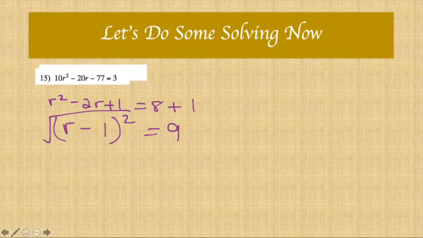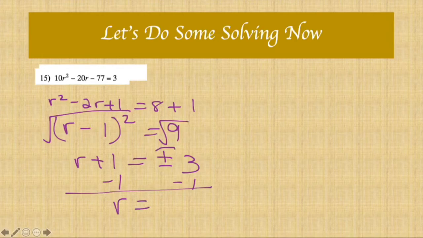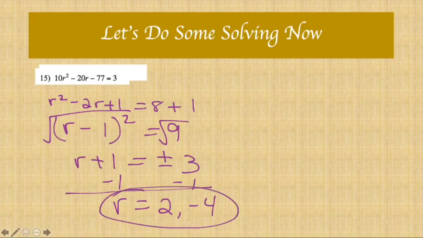Take the square root of both sides. This just becomes r plus 1, and this becomes plus or minus 3. We're going to move the 1 over there by subtracting. So we'll have positive 3 minus 1 is 2, and negative 3 minus 1 is negative 4. We have 2 answers. Those are nice and pretty compared to those big chunky ones that we had before.